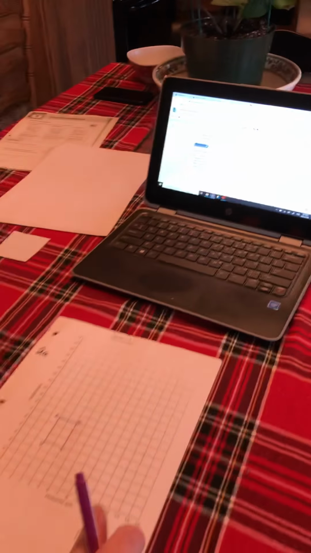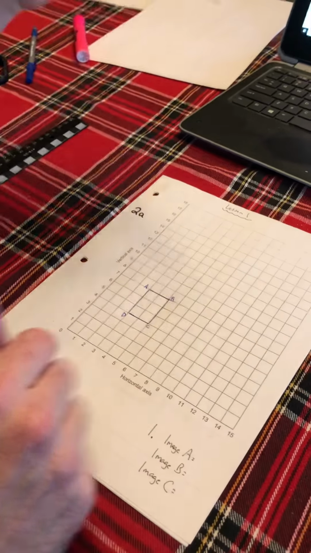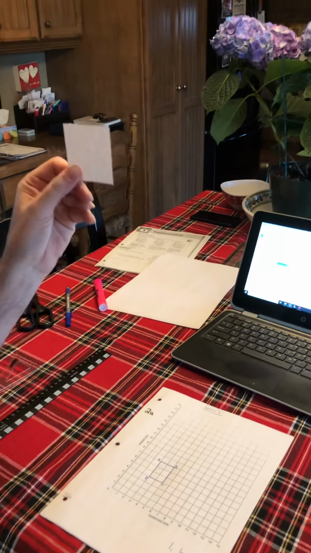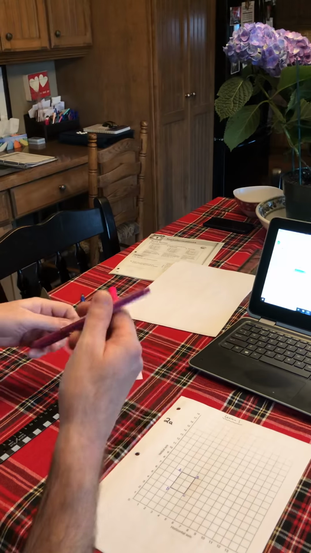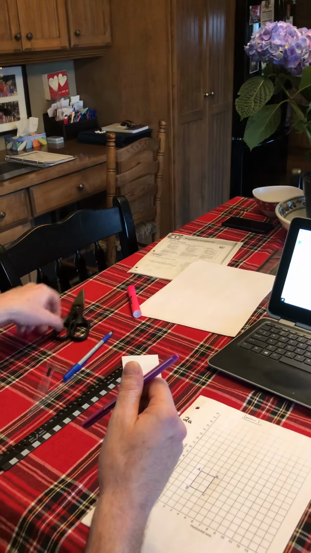So I'm just going to do a quick demonstration of a translation or a slide. I'm doing the cha-cha slide here. So what you can do is you can cut out squares of tracing paper, okay? So these are a good tool. I've got my ruler, and you're going to be using pencil, but I'm going to use colors so you can see. It makes it a bit easier for you. And we're going to go from there.